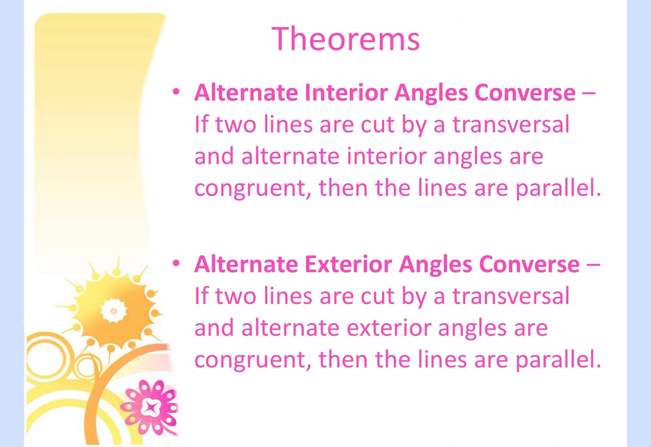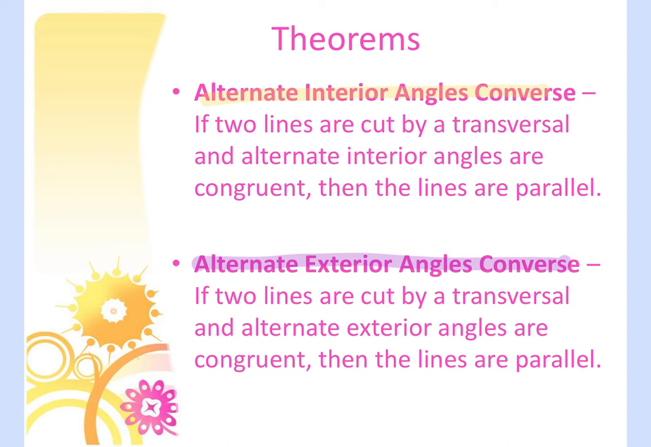Okay, next one is the alternate interior angles converse. It says basically the converse of the first theorem. If the two lines are cut by a transversal and alternate interior angles are congruent, then the lines are parallel. Alternate exterior says almost the same thing except interior becomes exterior. If two lines are cut by a transversal and alternate exterior angles are congruent, then the lines are parallel.